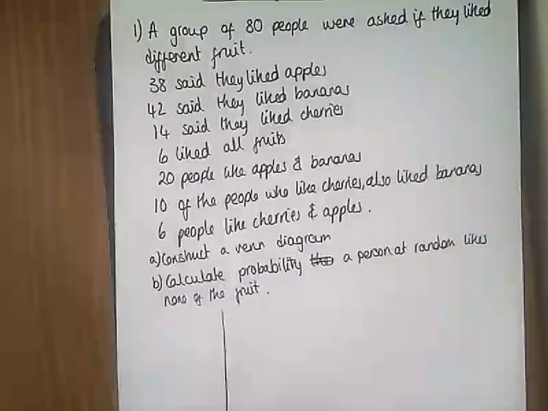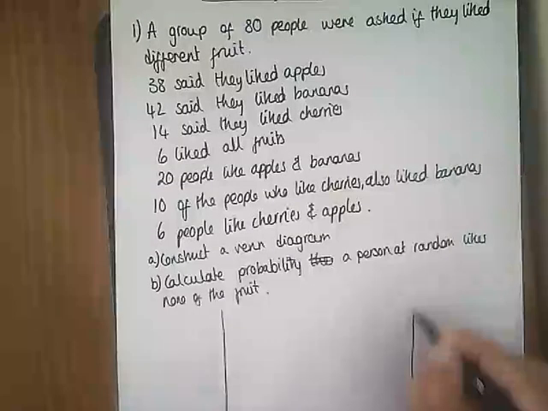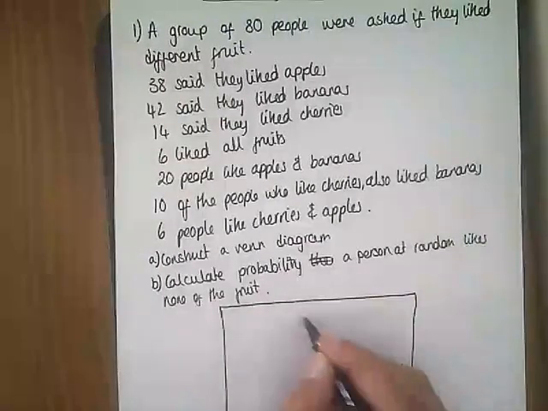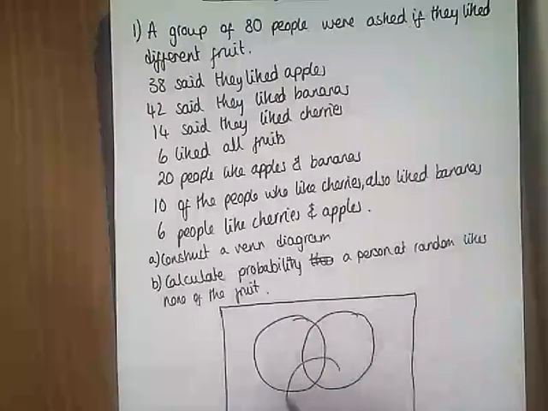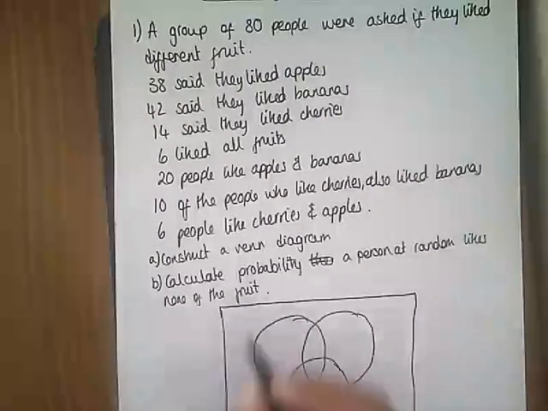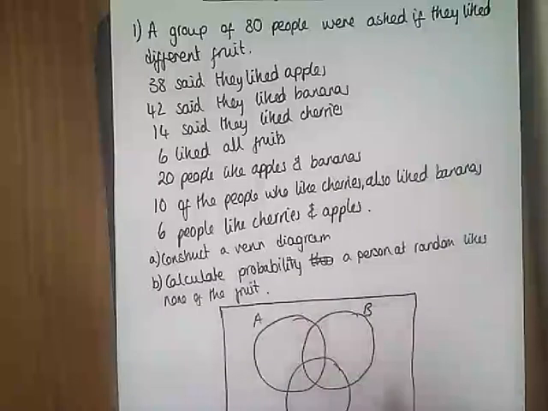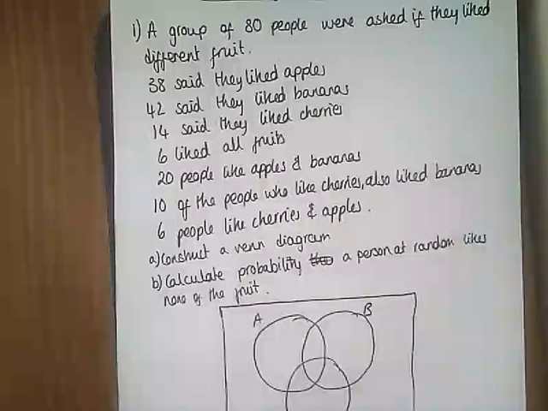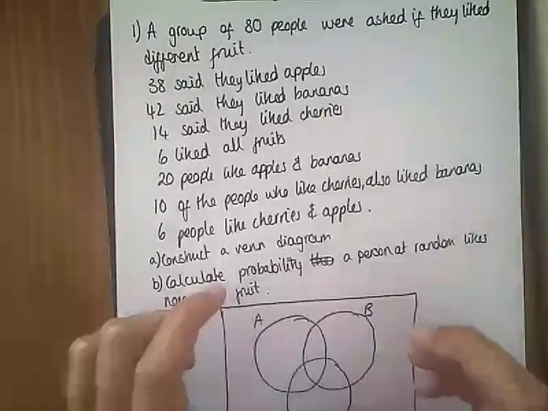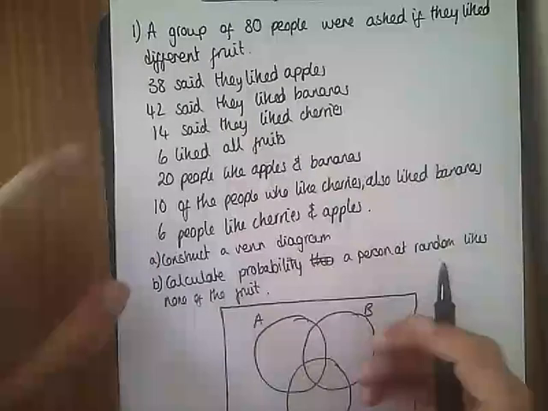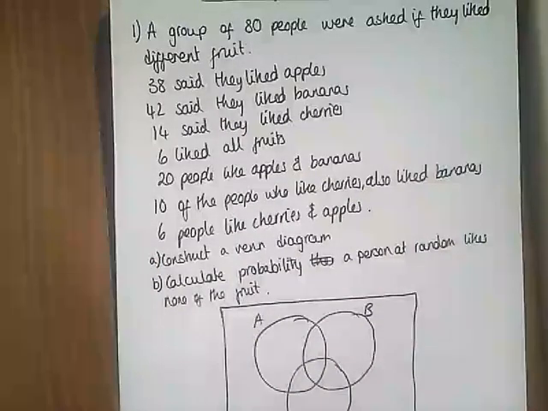So when you are constructing your Venn diagram, obviously it needs to be in a box. We're going to need a circle for apples, a circle for bananas, and a circle for cherries, and they all need to overlap. Apples, bananas, cherries. Now when you are doing this, you need to work inside out. So you need to start in the middle and work your way out of the Venn diagram. Okay, so we're going to tick off the things as we go.